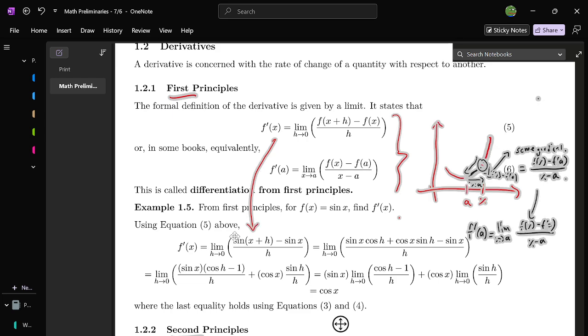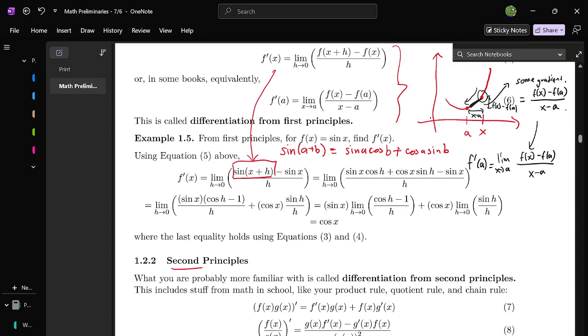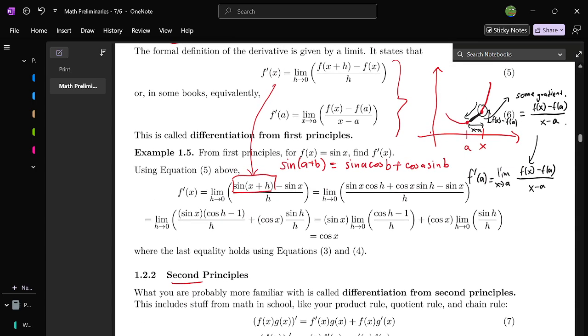then you expand this out, then you collect terms like that. Now you have to invoke the two famous limits that I mentioned earlier. And remembering that this equals 0, this equals 1, this will just simplify into cosine of x.